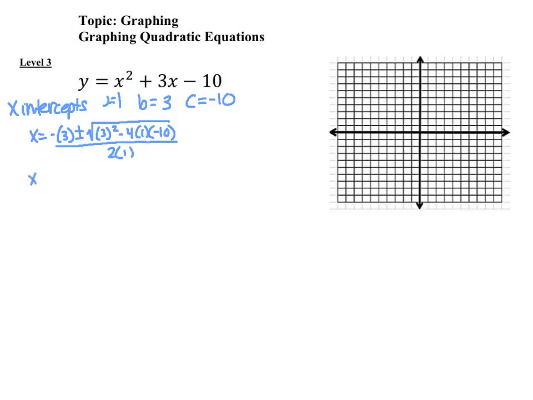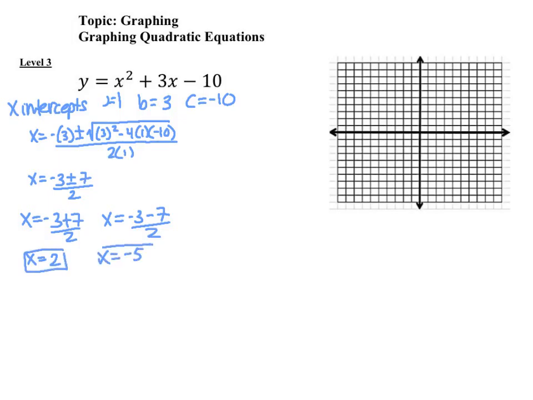Now to simplify this, I get x equals negative 3. Then, when I plug everything underneath the square root into the calculator, I'm going to get 7, and then over 2. Now I need to split up the equation, so I get x equals negative 3 plus 7 over 2, and x equals negative 3 minus 7 over 2. So for this one, I am going to get the answer of 2. And for this equation, I'm going to get my x-intercept of negative 5.